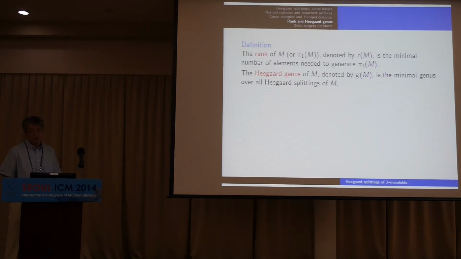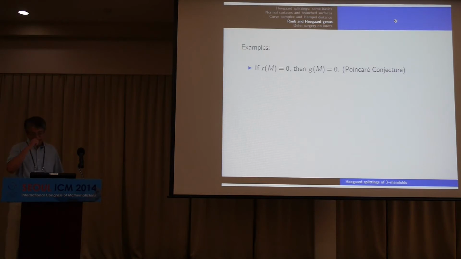The minimum number of generators is called the rank of the fundamental group. And the geometric invariant in terms of Heegaard splittings is the Heegaard genus, which is the minimum possible genus among all the Heegaard splittings. Because each Heegaard splitting gives you a presentation of the fundamental group, clearly the rank of the fundamental group is smaller than or equal to the Heegaard genus. And there was a question back in the 60s, due to Waldhausen, asking whether or not those two invariants are the same.